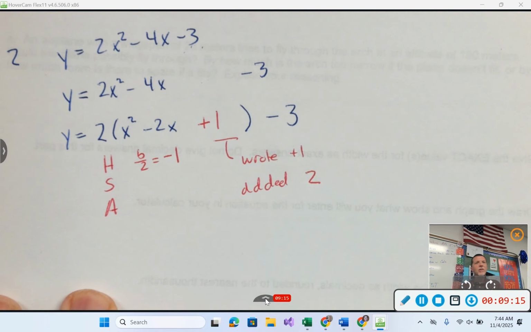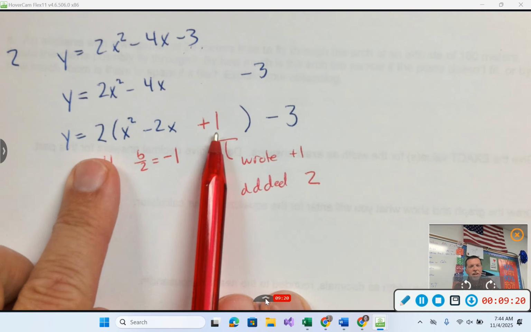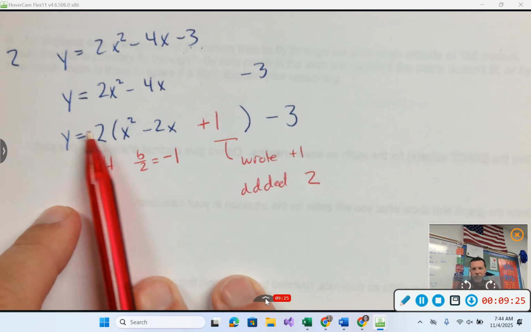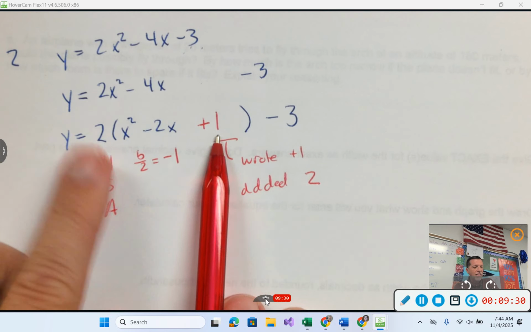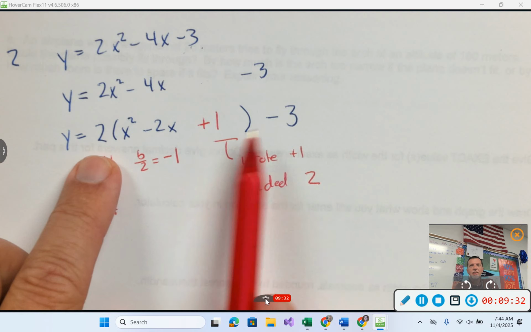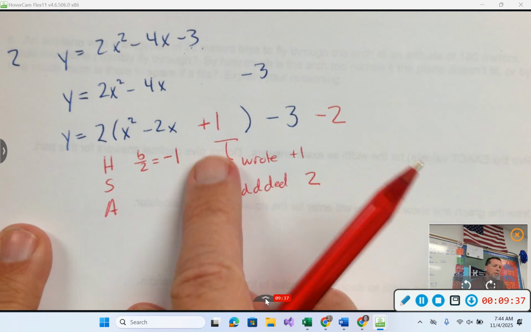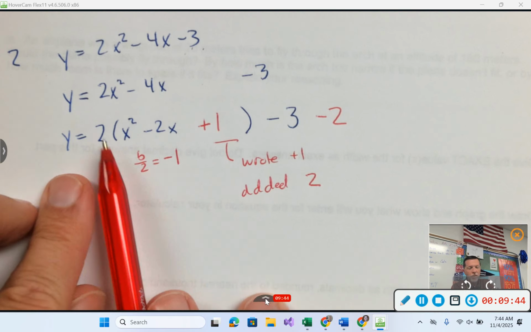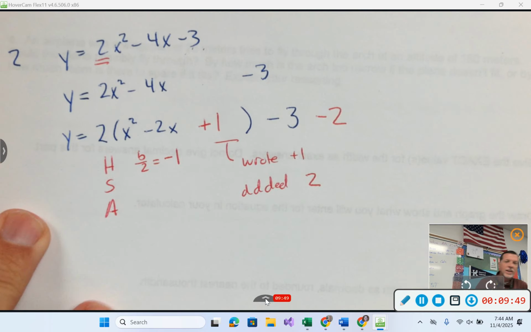Why are you saying we added 2? Because you have a 2 out front. So I wrote plus 1, but by sticking that plus 1 inside the parentheses, I added 2. Because of that 2. So how do I counter or account for the fact that I just added 2 to this side of the equation? I'll subtract 2. That feels really weird to write plus 1 minus 2. Or it should feel weird. It's like, wait a minute, that's not the same thing. Except it is the same thing because of that 2 out front. So as usual, if our coefficient isn't 1, it complicates things.